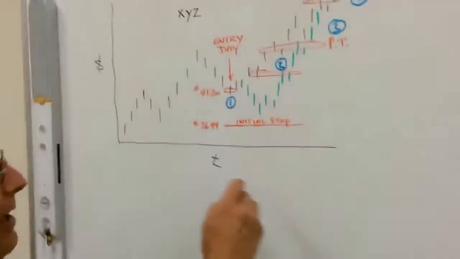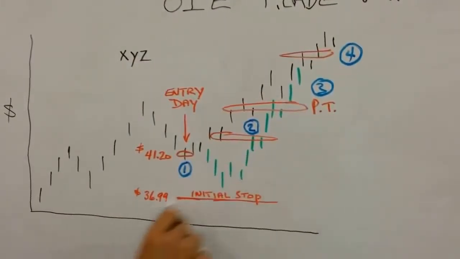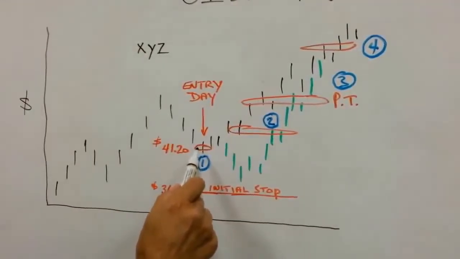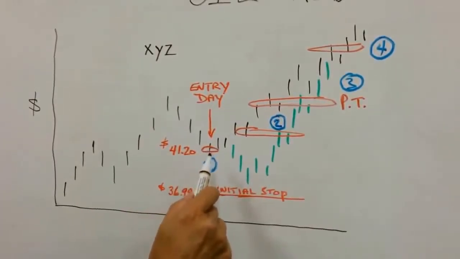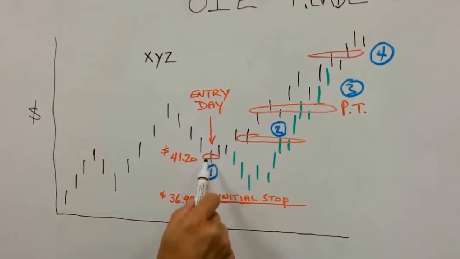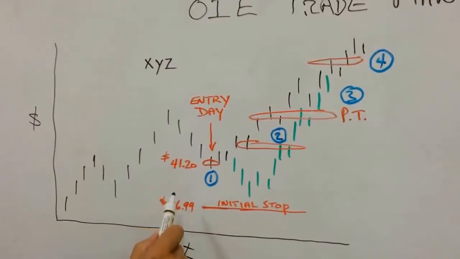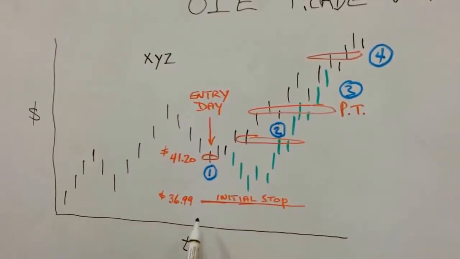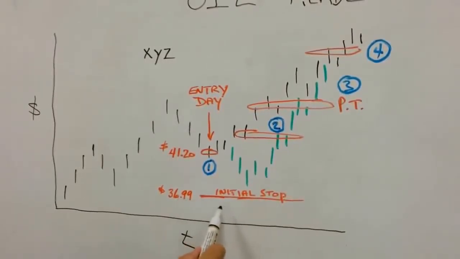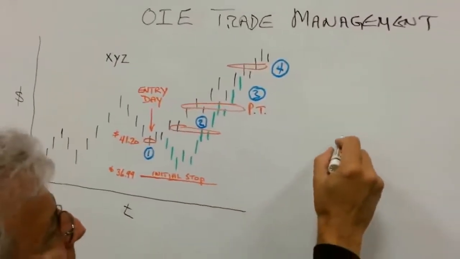So here we have a hypothetical stock XYZ, and you can see that it's in an uptrend. I've just called this particular day the entry day because that's when we would have received an alert to buy a call option with the Options Income Engine software. At that point, the stock was trading, let's say, at $41.20. Now we're going to go ahead and buy that, but then we're going to load in our initial stop, and we're going to load in a profit target. So let's do that first.